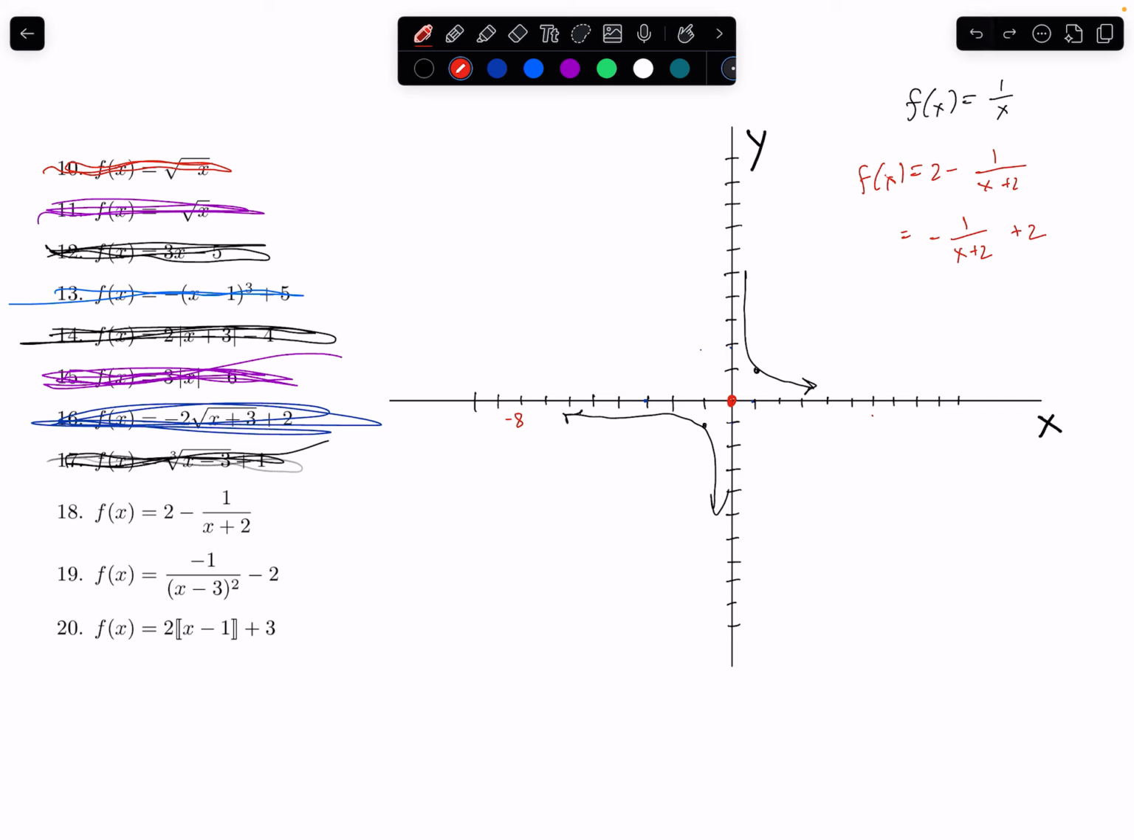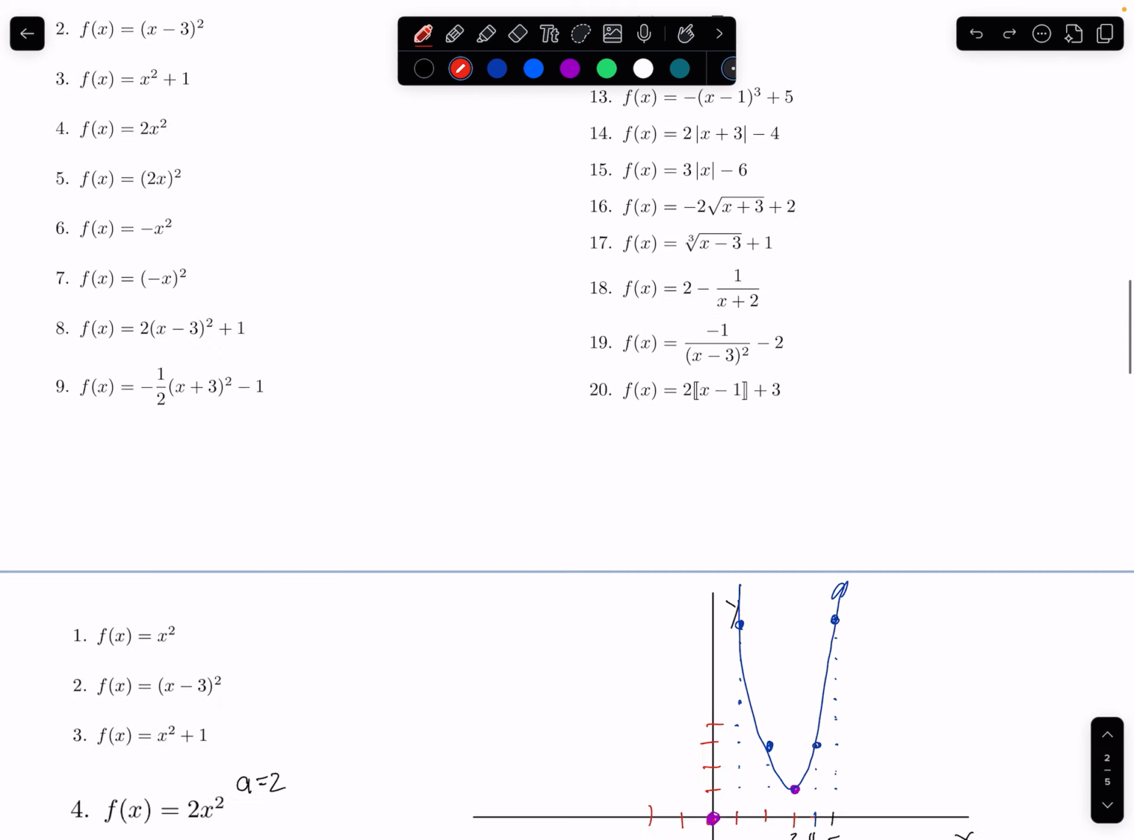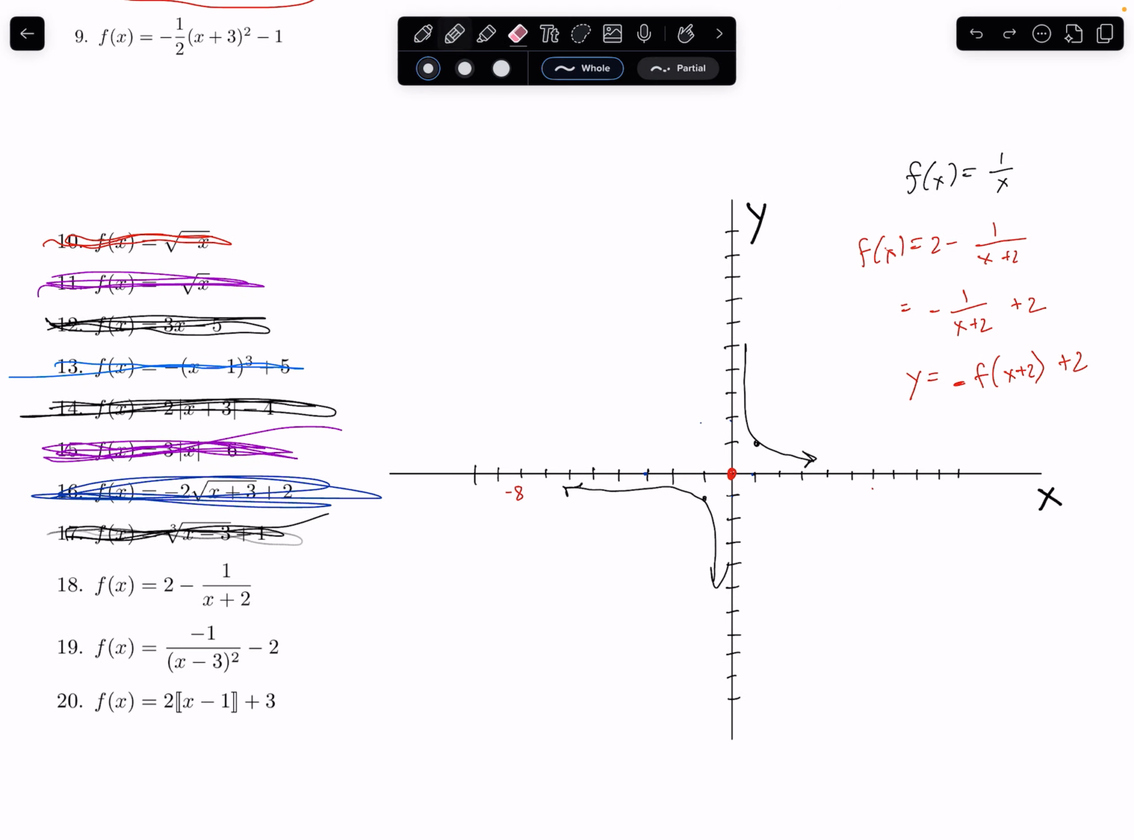If I look at my original translation list like this, here, this is like y is equal to f of x plus 2, and then with a negative applied to that, and then a plus 2. That's what's happening. So there's a shift by 2 to the left, 2 up, and then there's also this, what do you call it? Reflection.